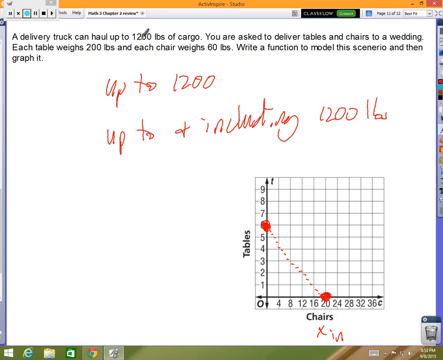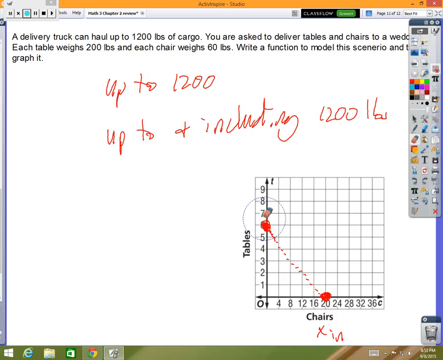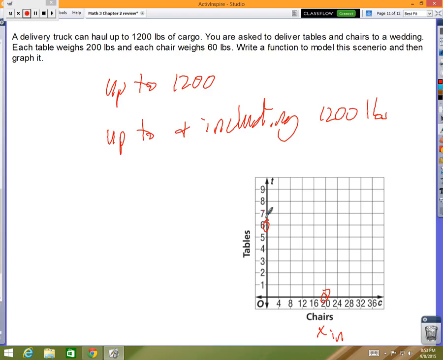But my question is, can this truck do 1,200, or can it only do 1199.99999? Can it do 1,200? That's the question. If it can do 1,200, then these dots are solid and my line is solid. So I need to be real specific: up to and including, or up to and not including. Because I got to be real clear on if you're going to include the 1,200 or not. So let's say we're not including it. Then I need to have empty dot and empty dot. So I cannot take 6 tables. I could only take 5 tables, and I cannot take 20 chairs because 20 chairs is 1,200. I'd have to take 19 chairs.